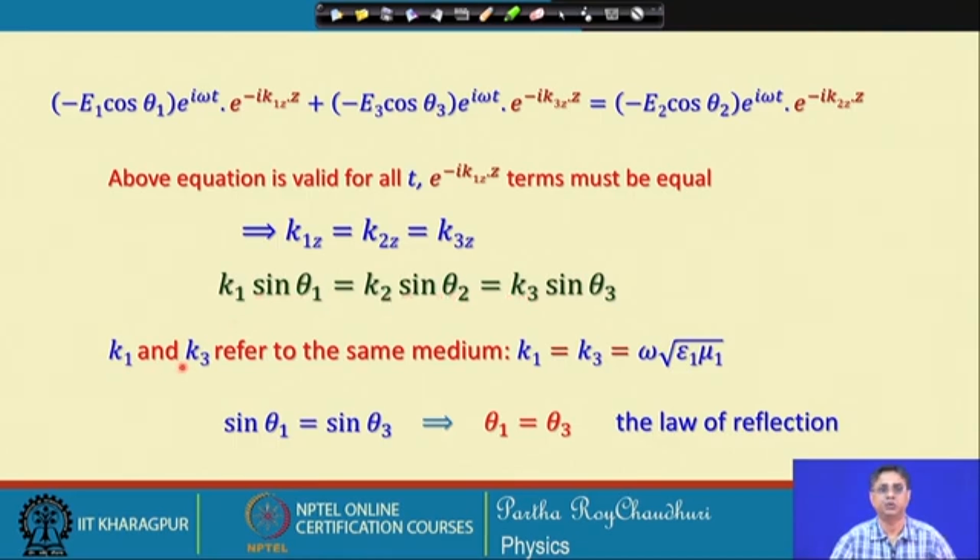So, k 1 and k 3 refer to the same medium, and we have seen that k 1 equals k 3. Therefore, and this is equal to omega under root of epsilon 1 mu 1. So, from here we immediately conclude that k 1 sin theta 1 is equal to k 1 sin theta 3. That tells you that sin theta 1 must be equal to sin theta 3. So, theta 1 must be equal to theta 3. This is nothing but our old law of reflection, that the angle of incidence must be equal to the angle of reflection.